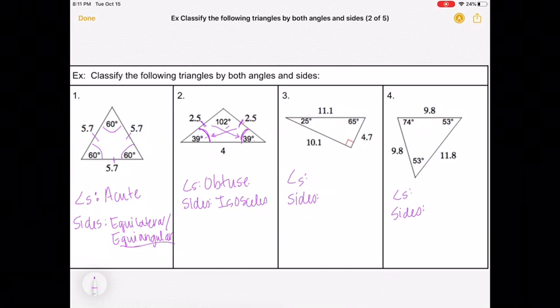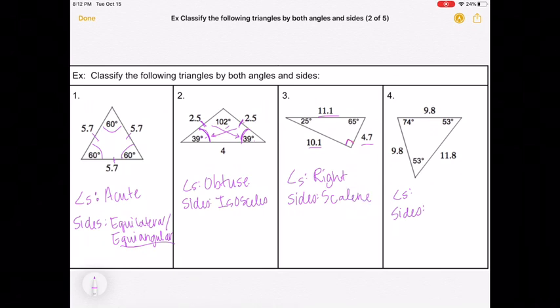Okay, I will go ahead and pause the video here so that you can give 3 and 4 a try. All right, hopefully you have paused and are checking it now. So number 3 had a right angle here, which makes it a right triangle. Okay, and classifying by the sides, none of these side measurements were equal, and so that is a scalene.